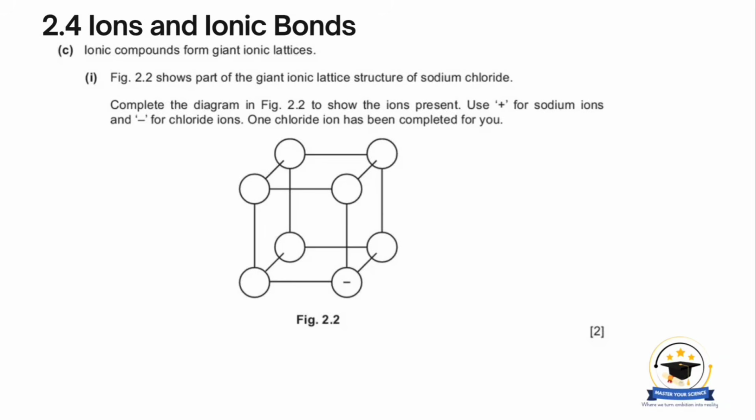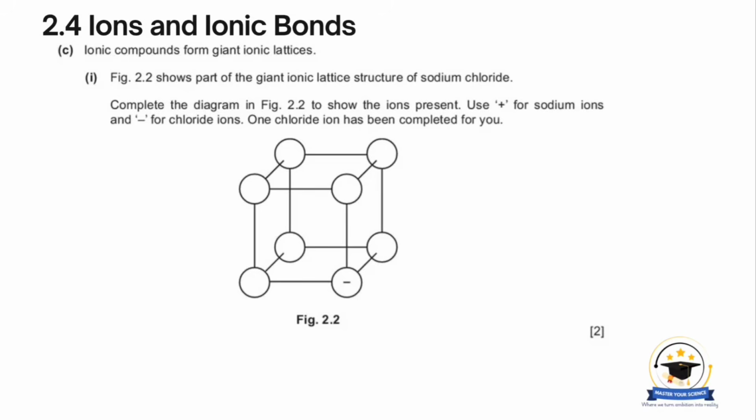This next question says, ionic compounds form giant ionic lattices. Figure 2.2 shows part of the giant ionic lattice structure of sodium chloride. Complete the diagram in figure 2.2 to show the ions present. Use plus for sodium ions and minus for chloride ions. One chloride ion has been completed for you. So a lattice simply means a regular arrangement. So ionic compounds will form regular arrangements of alternating positive and negative charges.